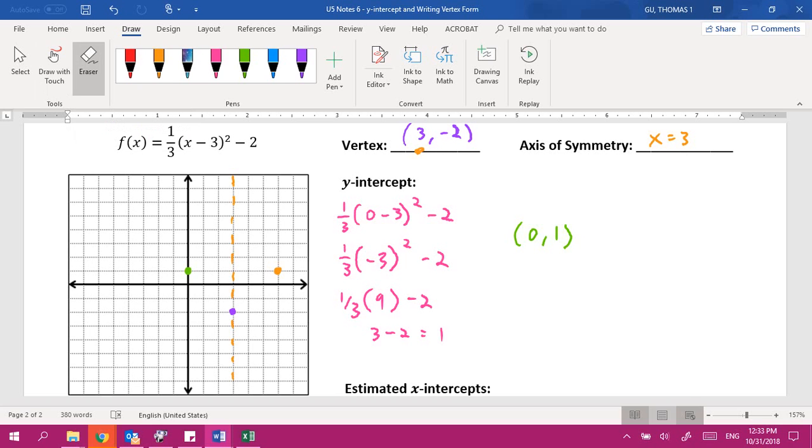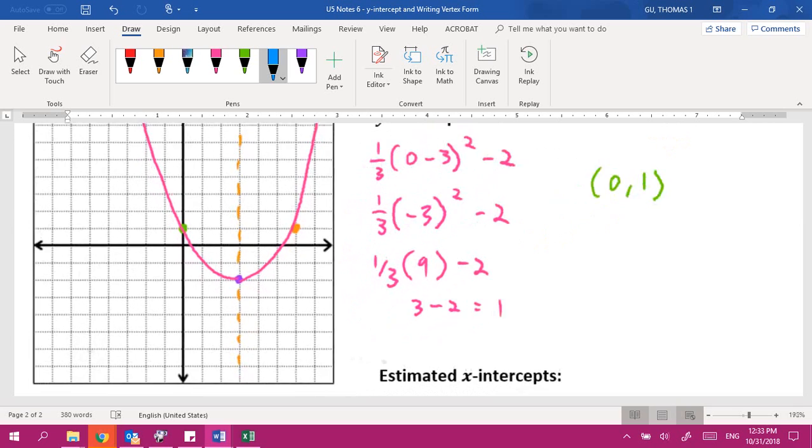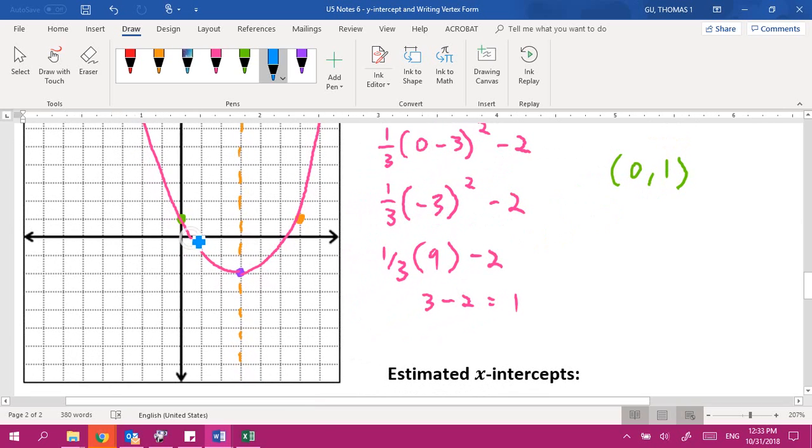All right, so now I just connect these points, and again, like this, something like that. And we estimate the x-intercept. So it's crossing right here.